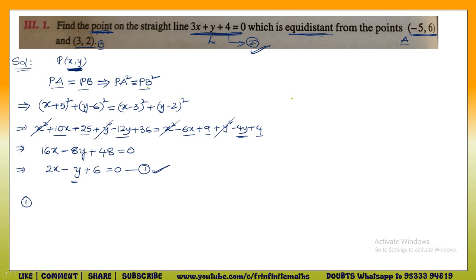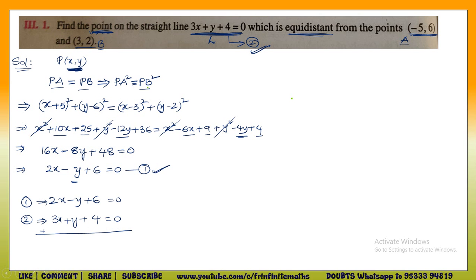Now writing down equation 1. So what is equation 1? 2x minus y plus 6 is equal to 0. Next, moving on to equation number 2. So what is equation number 2? 3x plus y plus 4 is equal to 0.